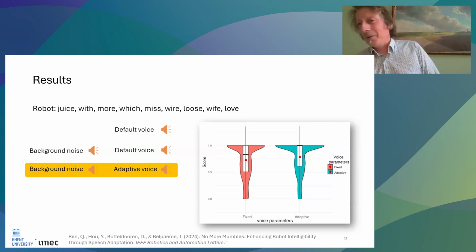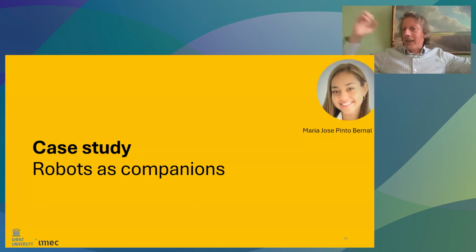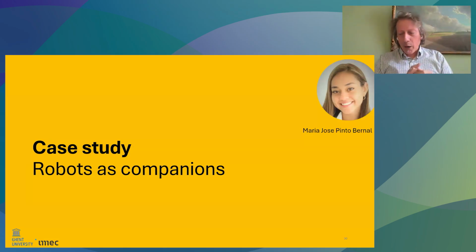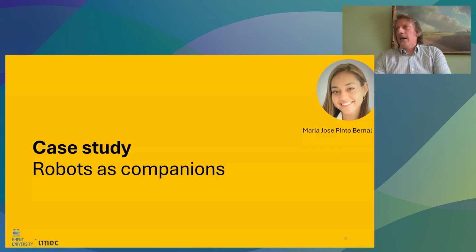And indeed, I hope you agree with me that this voice is so much easier to understand. So we've got the input and the output. Now we want the robot to actually do something useful. I'm going to give you an example of the robots that we use in care homes as companions. And why do we do that? Well, we're trying to build robots that can address social isolation.